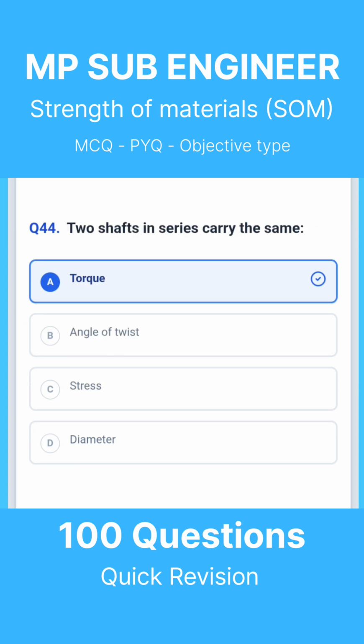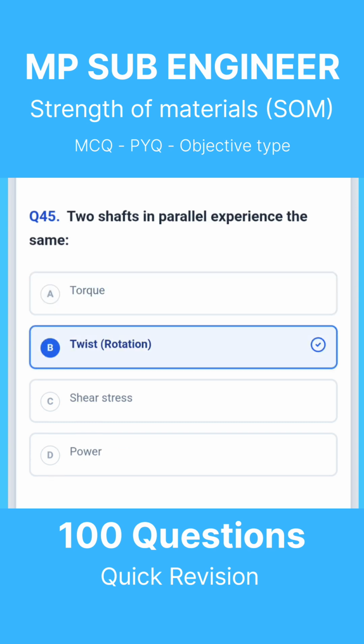Question 44. Two shafts in series carry the same. The correct answer is torque. Question 45. Two shafts in parallel experience the same. The correct answer is twist, rotation.